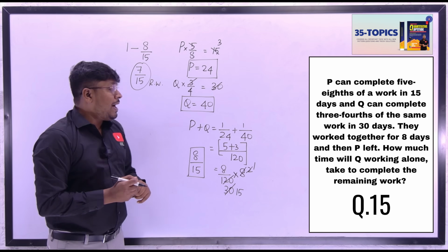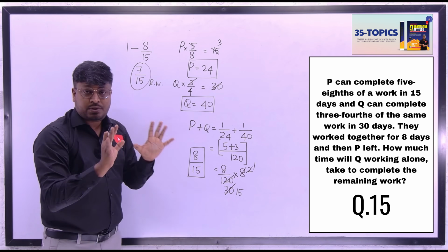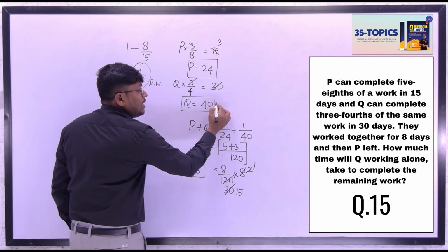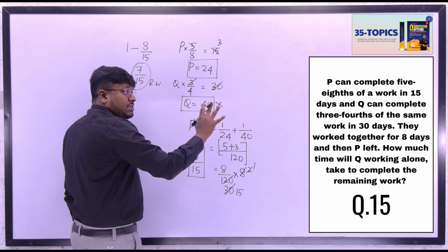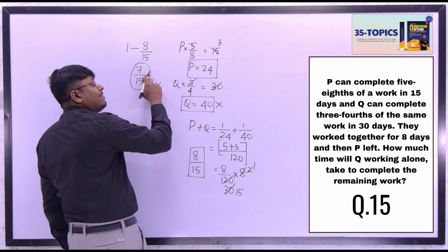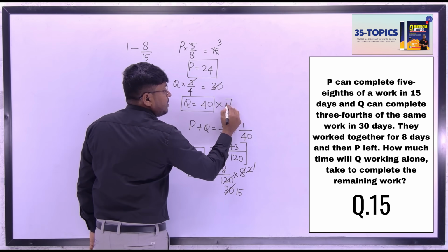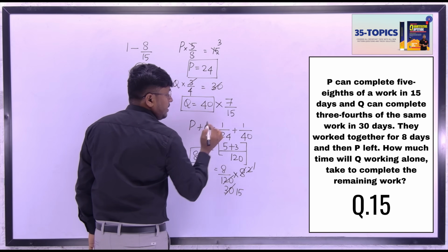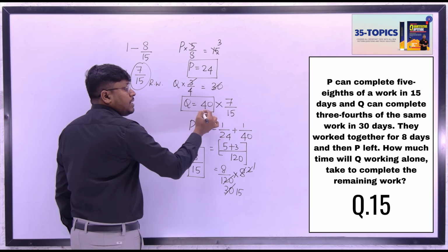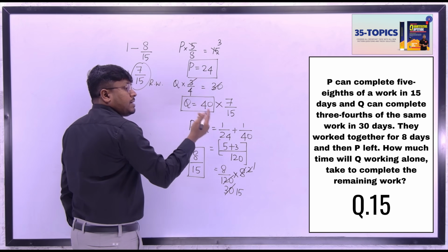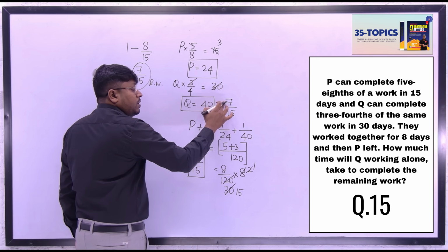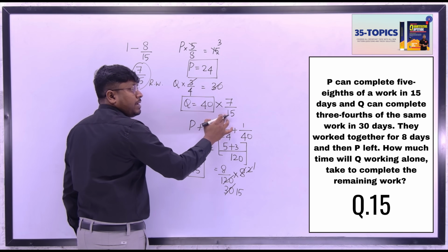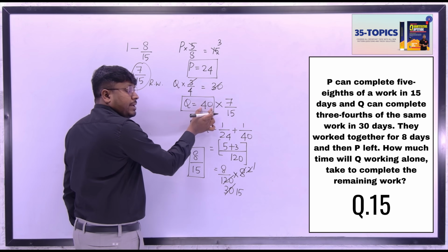So now Q has to do only 7 by 15th of the work, right? So out of this 40 days, he should not do 100% of the work. He has to do out of the total work only 7 by 15th. So directly you can multiply by 7 by 15. Because total work he can complete in 40 days, but our target is to find only to complete 7 by 15th of the work. So out of total work 7 by 15 has to be completed. He alone will be completing in 40 days.